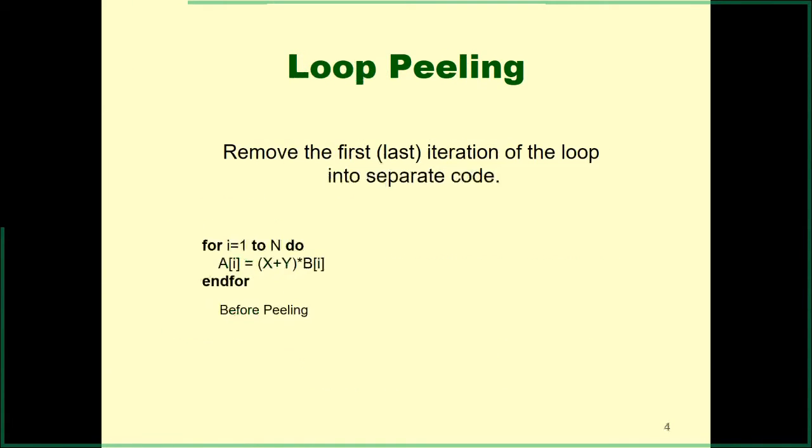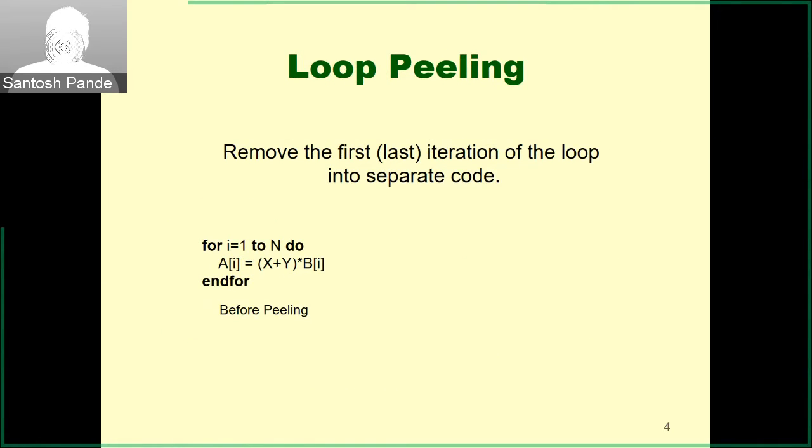So the next one is really a very interesting and important one. This is called loop peeling, and it's a very simple transformation. It's basically removing the first iteration or the last iteration, and typically this is used as a pre-transformation for doing loop fusion and the other transformations. So let's look at how this works.